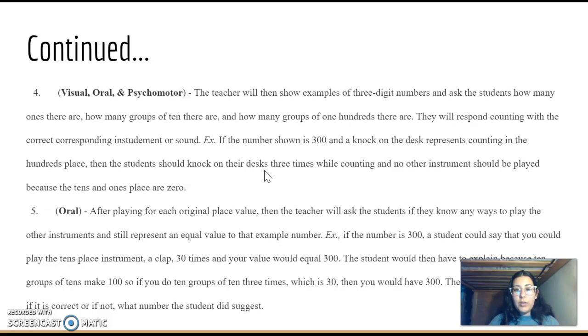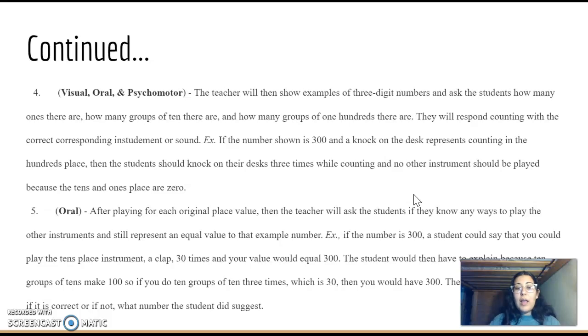The next step after playing each instrument for the original place value, the teacher will then ask the students if they know any other instruments that they can play to still represent the example number. So going on still with 300, a student could say that you could play the tens place instrument, or claps in this case, 30 times, and that would equal 300. The student would then have to explain why: because if 10 groups of 10 make 100, then you could do 10 groups of 10 3 times and you would have 300.